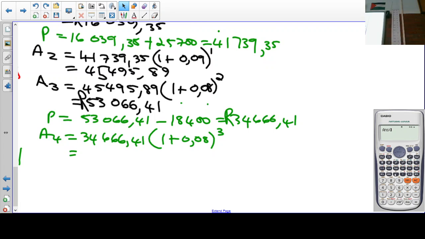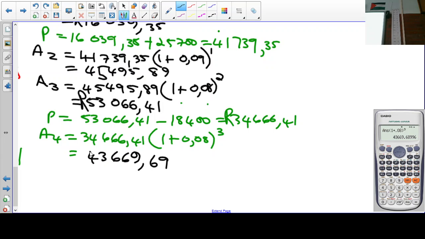Here's the answer: into 1 plus 0.08 to the exponent three. 43,669. You all okay with that? 43,669 comma 69. Okay, let's see how far before I show you another way of doing the same thing.